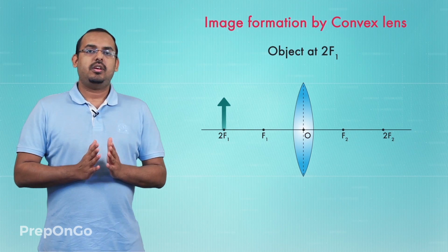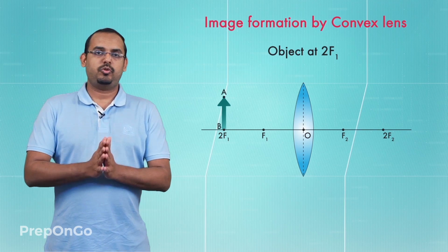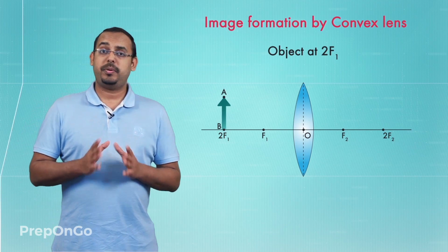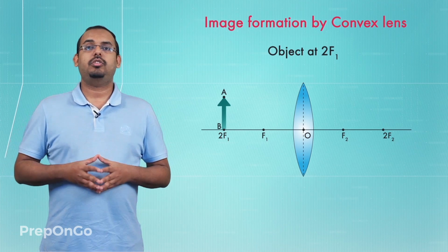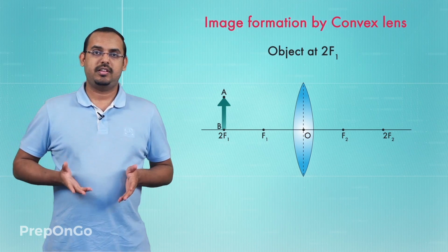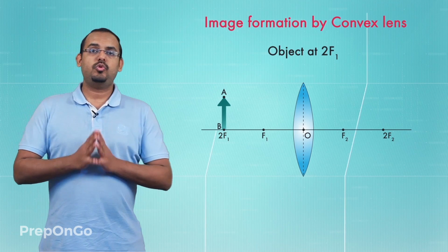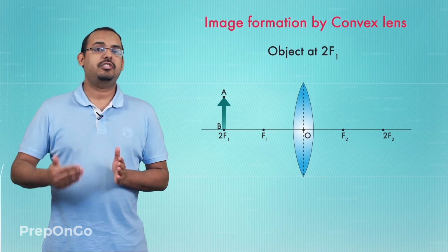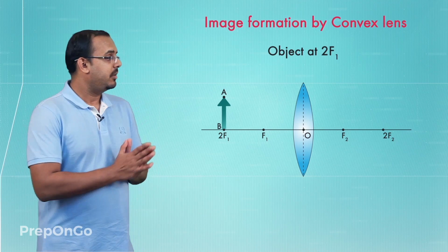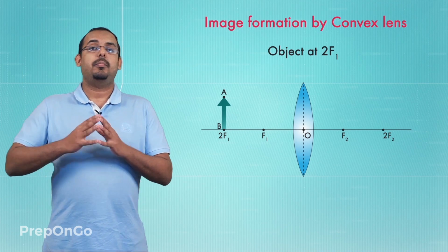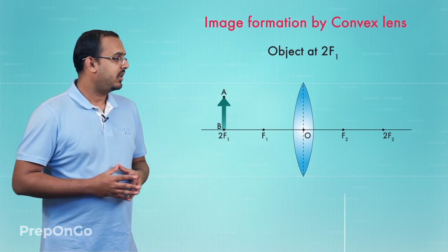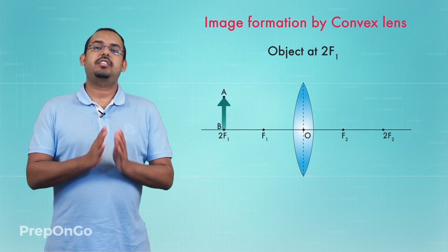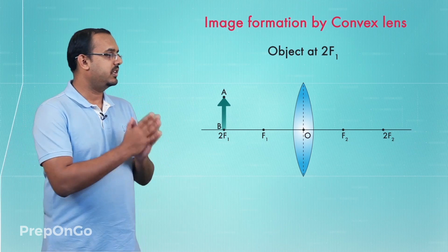In this case, we'll again take the topmost point of the object, which we have labeled here as A. Now we'll again take two special rays which are coming from this point on the object and traveling towards the convex lens. From these two special rays, we'll predict how they behave after refraction from the convex lens, because we are aware of how these two rays behave with the convex lens. The first special ray that we will take is again a ray which is traveling parallel to the principal axis of this convex lens.